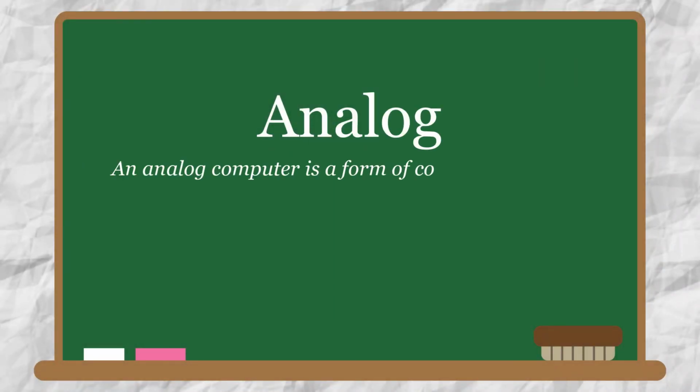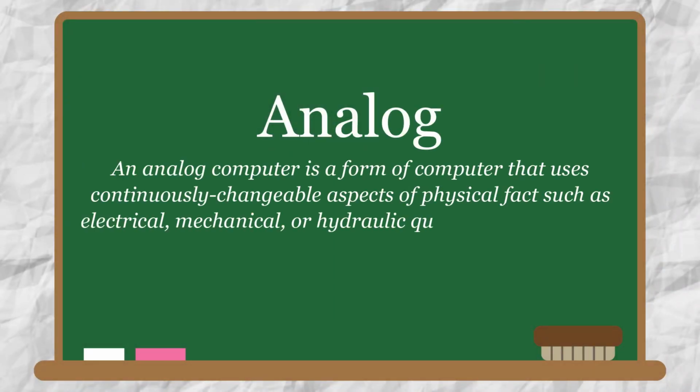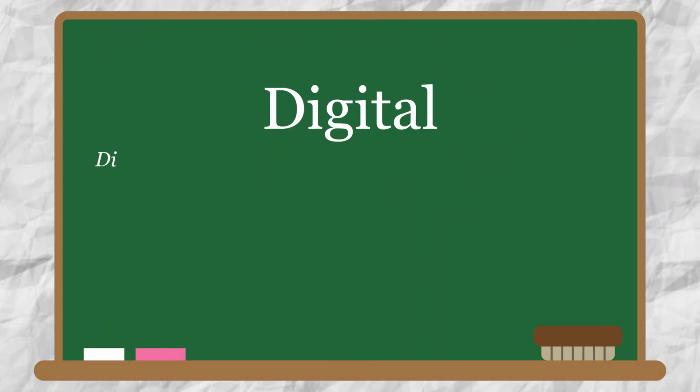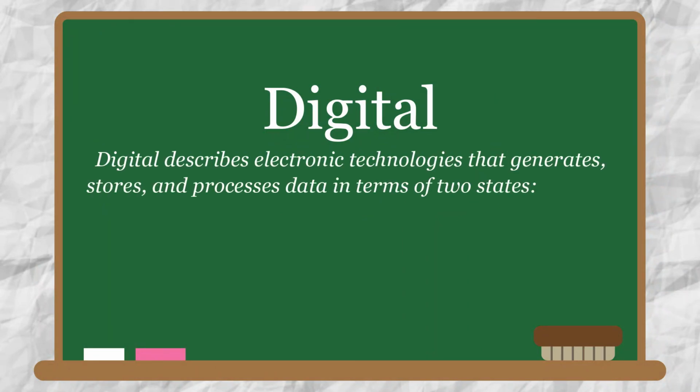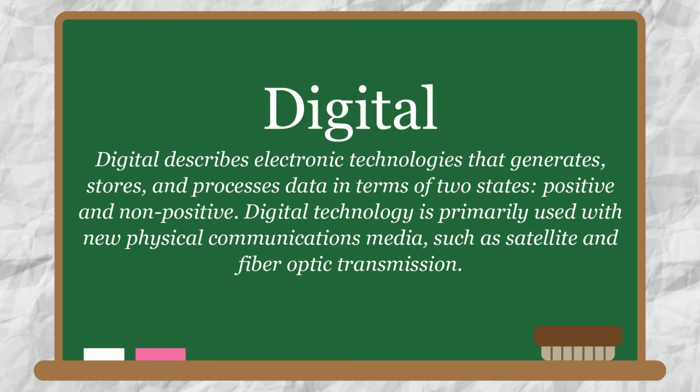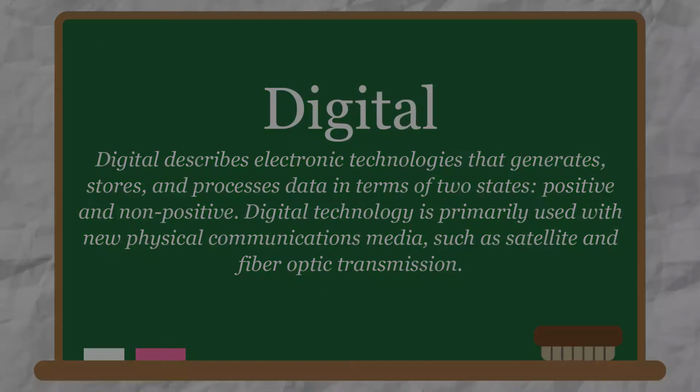Analog. An analog computer is a form of computer that uses continuously changeable aspects of physical phenomena, such as electrical, mechanical, or hydraulic quantities, to model the problem being solved. Digital. Digital describes electronic technology that generates, stores, and processes data in terms of two states, positive and non-positive. Digital technology is primarily used with new physical communication media, such as satellite and fiber optic transmission.